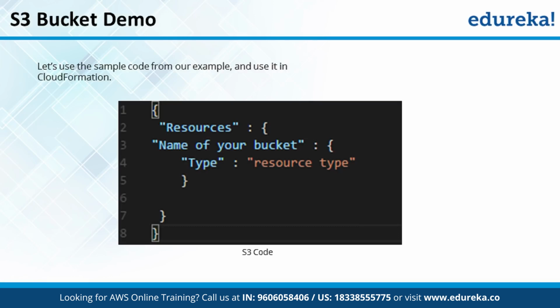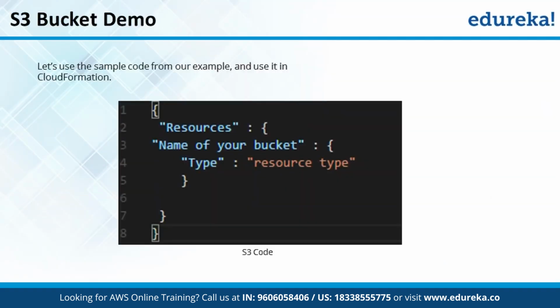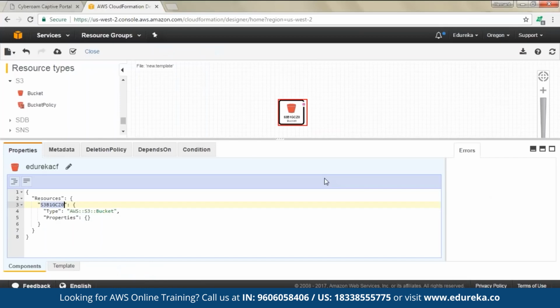We have resources. Yes, we have resources. We have the name of your bucket part. Basically this is the name of your bucket. And then there is a type wherein you'll be specifying the S3 service. So you have type, and you're specifying the S3 service over here.